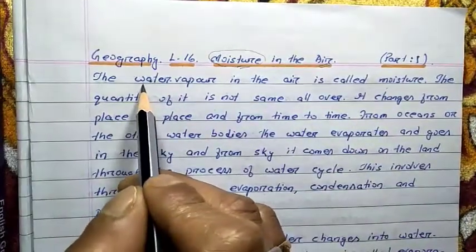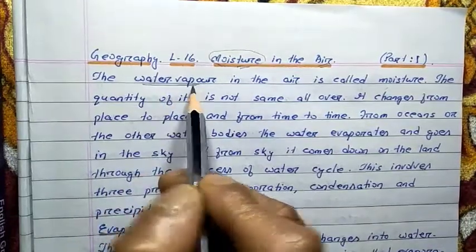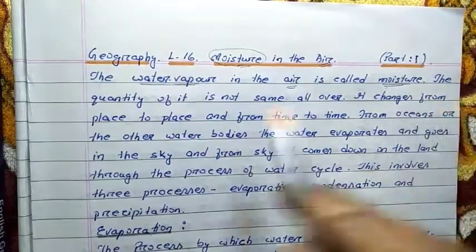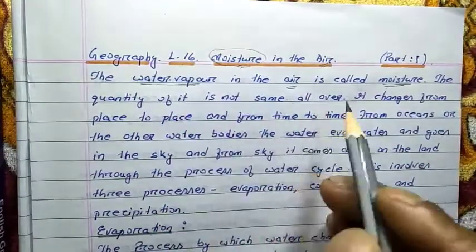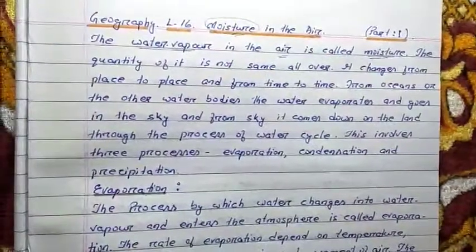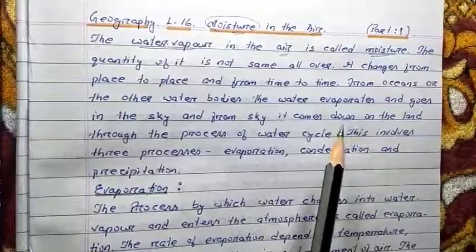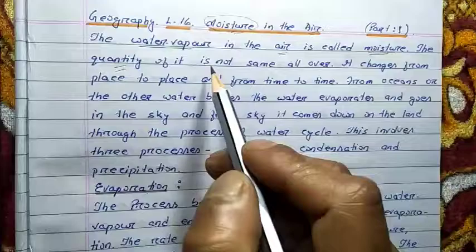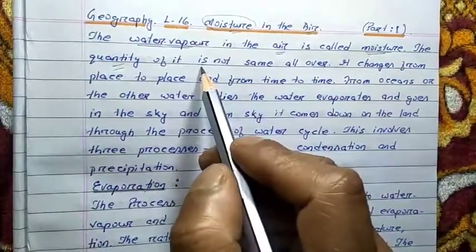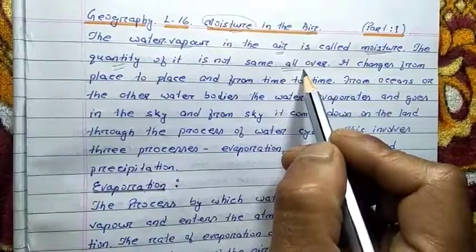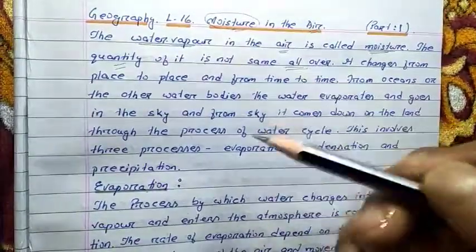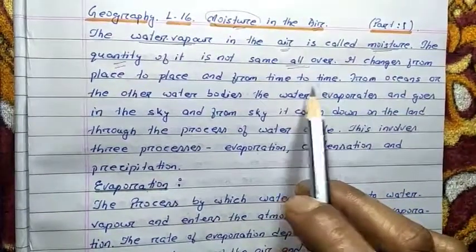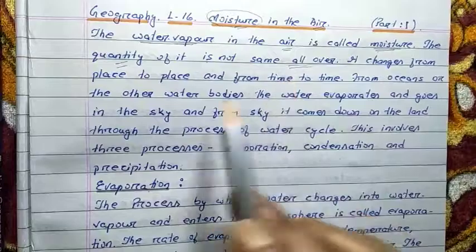As I already told you just before, the water vapor which is present in the air or in the atmosphere is known as moisture. The quantity of it is not the same everywhere. No doubt water vapor is present in the air everywhere, but the quantity of moisture in the atmosphere is not the same in all places. It changes from time to time and from place to place, and different factors are responsible for the change in this amount of water vapor.